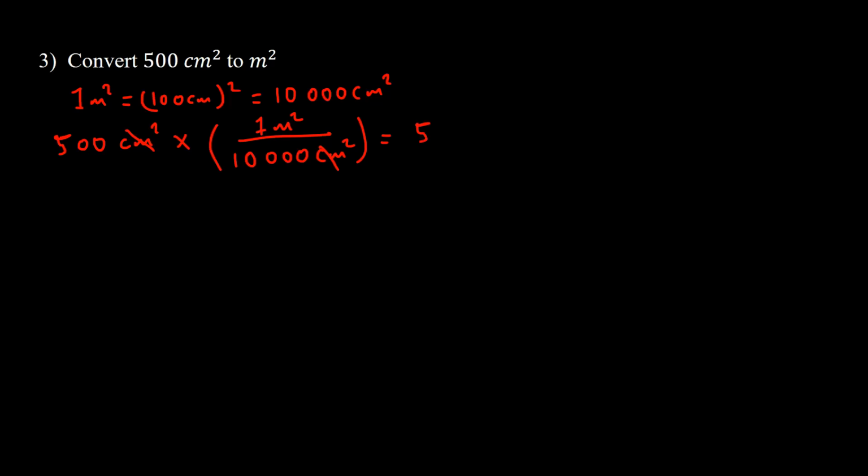So you have 500 square meters and then divide by 10,000. After we do the division, our answer will be 0.05 square meters. So this is our answer in this case. We are done with this question. We can now move on to another question.